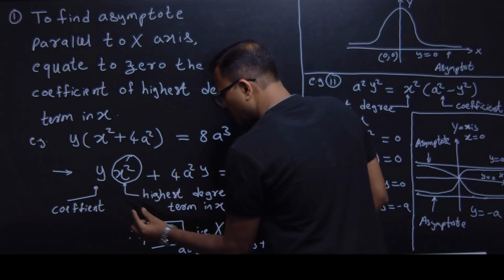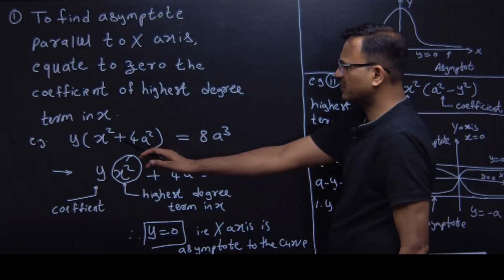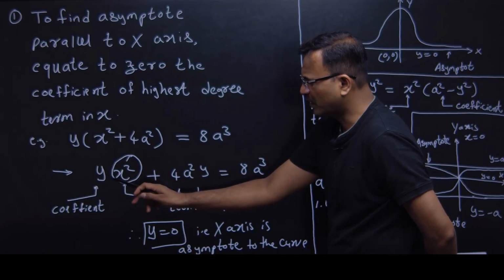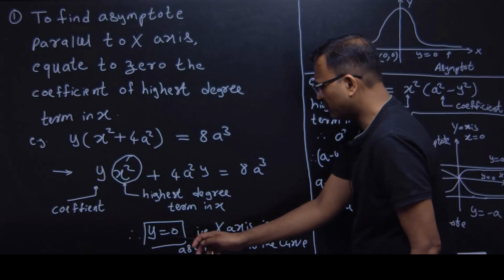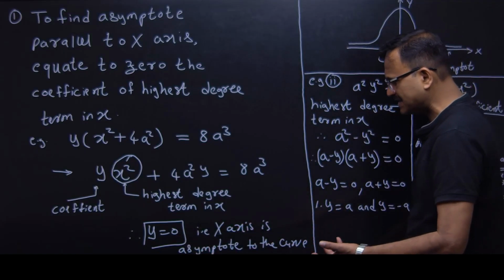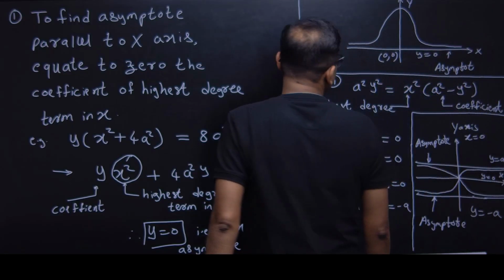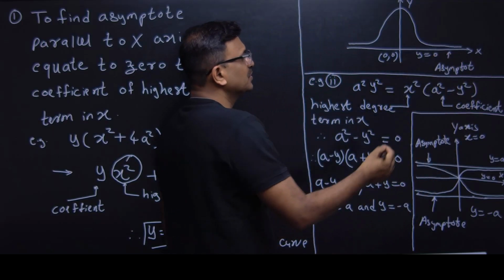We have to equate the coefficient of highest degree term in x with 0. Here in this equation, highest degree term in x is x square. Coefficient of that is y. Y is multiplied with x square. We equate that coefficient with 0. So we get y is equal to 0. Y is 0 is nothing but the x-axis. So in this case, x-axis is the asymptote to the curve. So this line, x-axis, that is y is 0, is the asymptote to the curve.